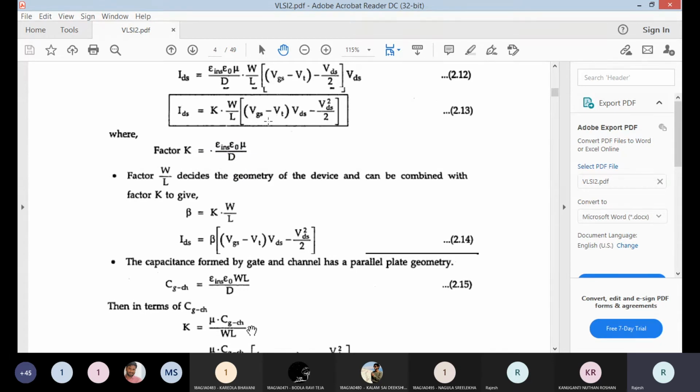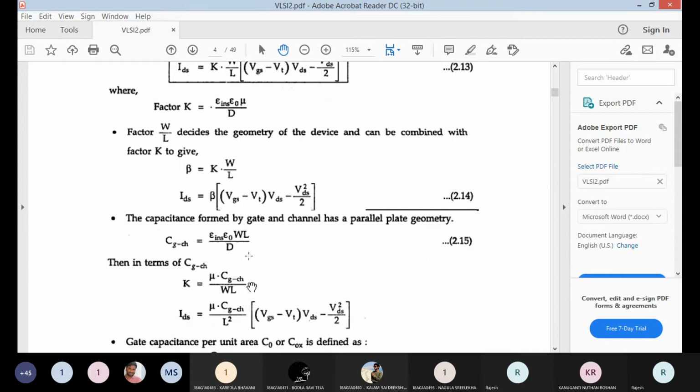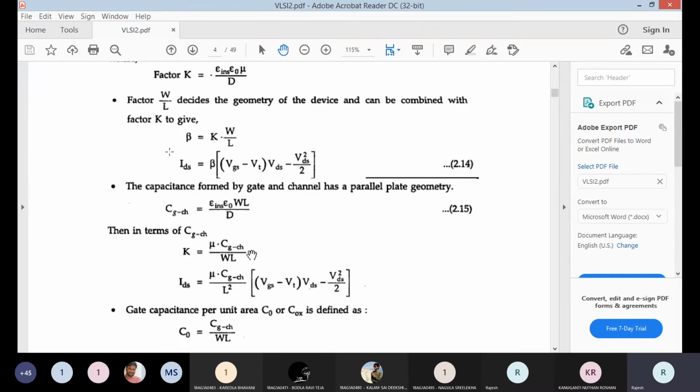So already we got (VGS - VTN) VDS - VDS²/2. Okay, so this is one final equation for current in 3 regions. Now suppose you are applying cutoff region. What is the condition for cutoff region? Cutoff region means your gate voltage must be less than threshold voltage, or equal to threshold voltage.